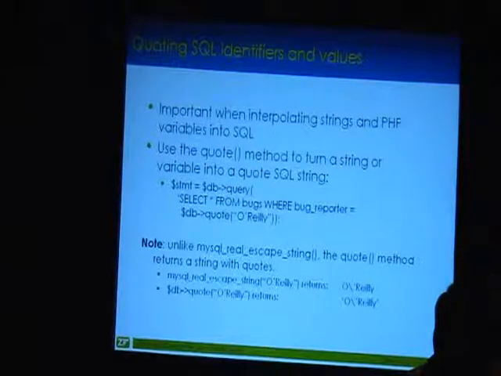So this function, quote, allows you to interpolate that safely. Notice that unlike mysql_real_escape_string, which is another function provided by the PHP extension for MySQL, this returns it in a slightly different format. The quote method in Zend_Db returns it with quotes on either side, instead of just the quoted string, which you then have to put quotes around yourself.